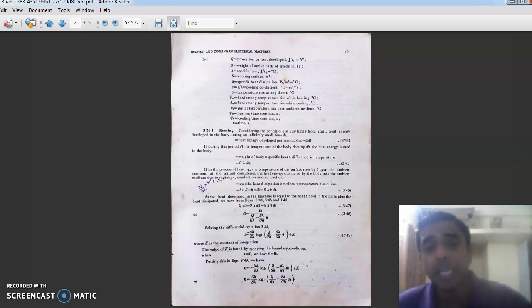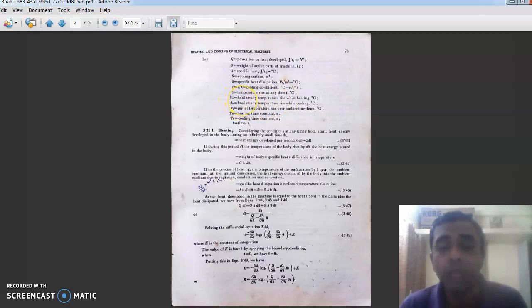So when does the heat dissipate? Heat will dissipate only when the temperature of the machine is over the temperature of the ambient medium. So if it is over the temperature of the ambient medium by 1 degree Celsius, how much heat is lost to the surroundings per meter square? That is actually specific heat dissipation. And we have the cooling coefficient, which is the inverse of lambda. And then we have theta, the temperature rise at any time t. And then we have the two temperatures, theta m while heating and theta n while cooling.